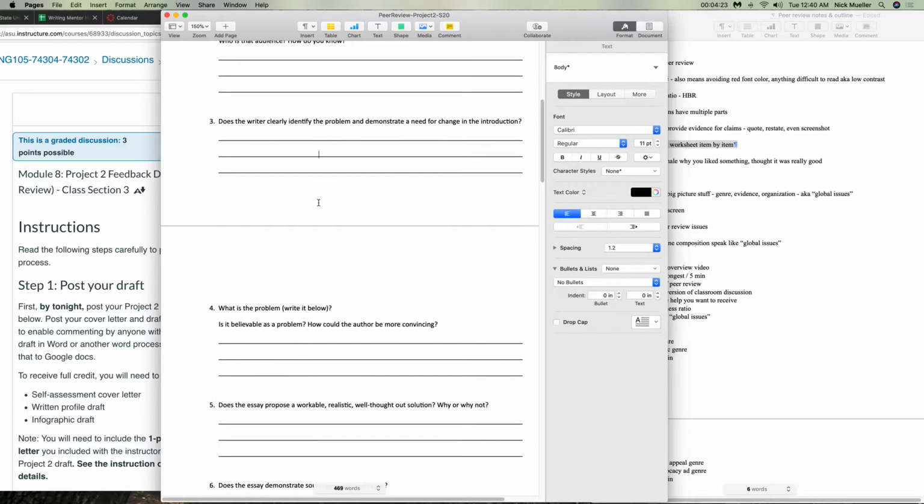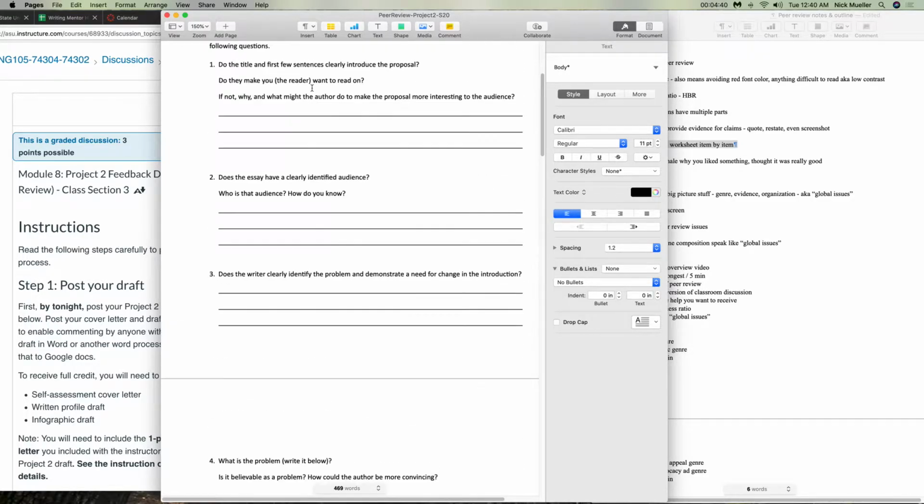Prompt number 3, does the writer clearly identify the problem and demonstrate a need for change in the introduction? In other words, do they define the problem and present the solution in short order? Does one follow right after the other? So going back to number 1, we want to have a way to hook our audience early on and follow that up with the statement of the problem and then demonstrate that there's a need for this problem in the introduction. So that's all in your first paragraph.